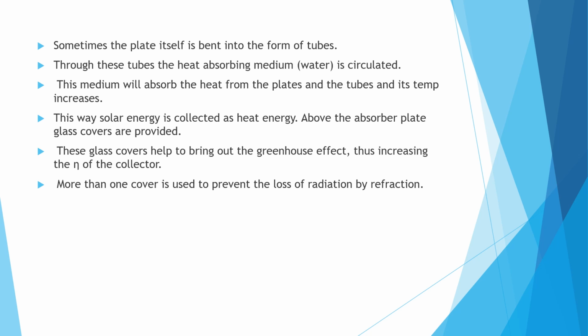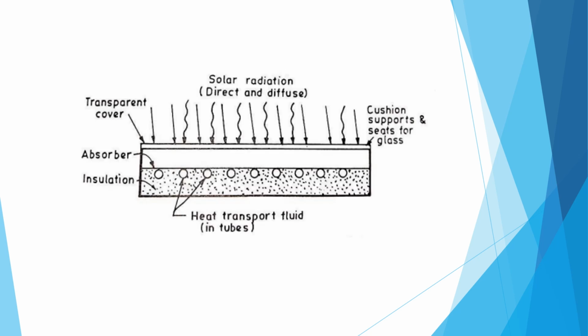Above the absorber plate, glass covers are provided. These glass covers help to bring out the greenhouse effect, thus increase the efficiency of the collector. More than one cover is used to prevent the loss of radiation by refraction. So this is the flat plate collector.